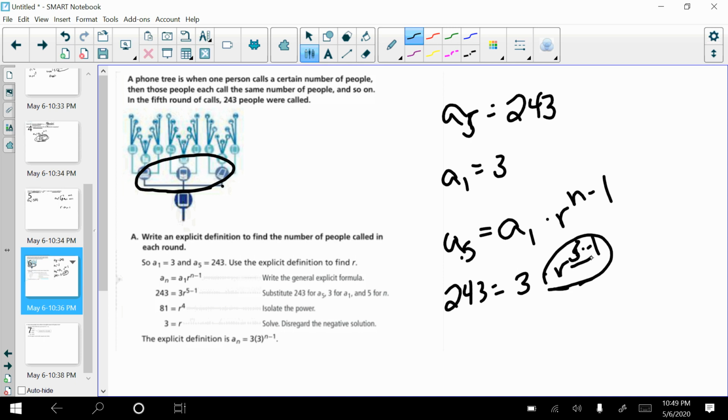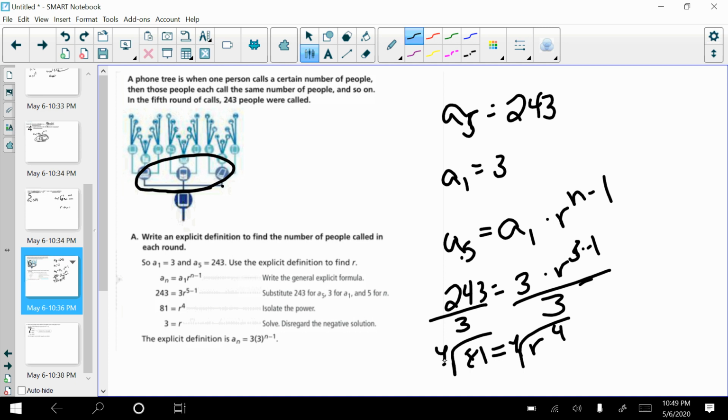Normally, if I was going first, I would do R to the 4th power, because that's 5 minus 1, then I would times by 3. But since I'm working backwards, I would divide by 3 first. And that's what they did over here. And that gets me 81 equals R to the 4th power. Then you 4th root this to get rid of that. When you do that in the calculator, that's where they get R is 3. And so the explicit definition would be A1 times R to the n minus 1. And that's where they came up with that answer.